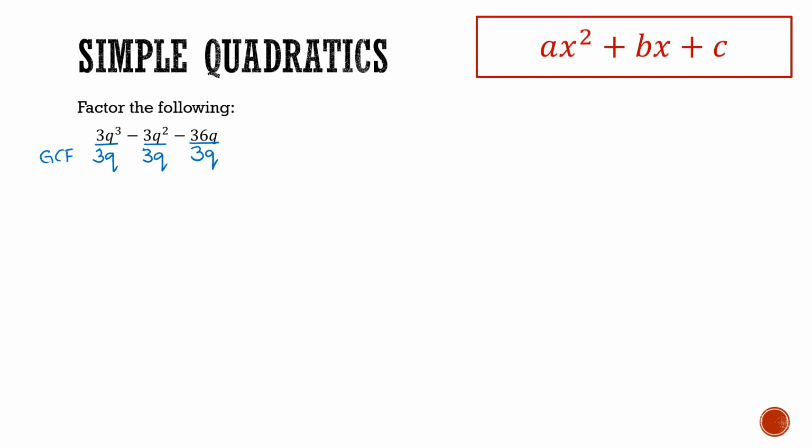So factoring 3q out, I get 3q times... Now here in this first term I have 3 going into 3 and canceling each other out, and q goes into q cubed, leaving me with q squared.